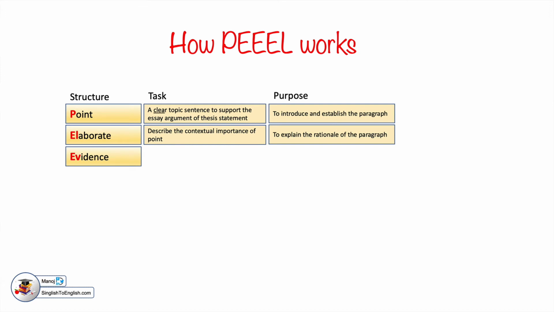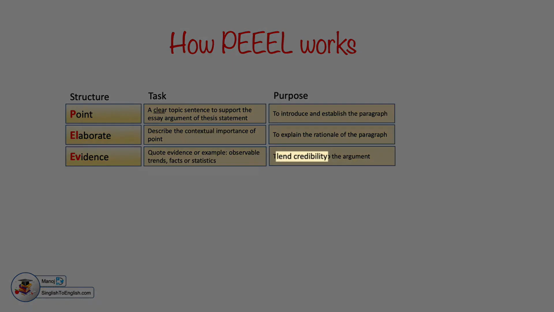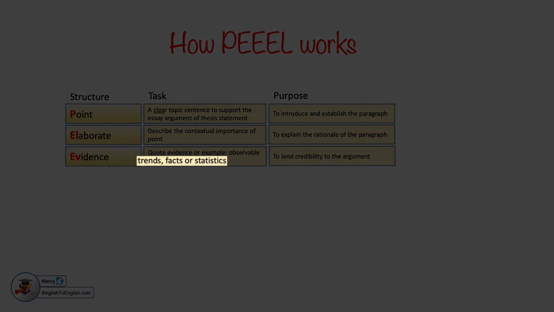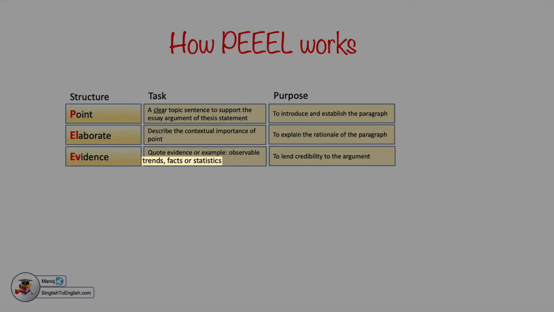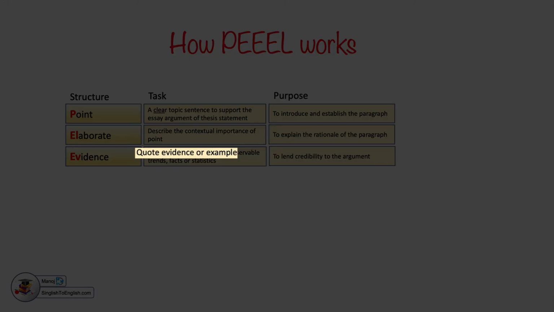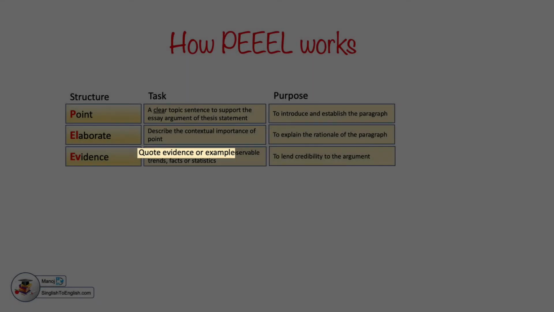E is for evidence. Example. Here, quote a piece of evidence or an example to help reaffirm the initial point and lend credibility to the argument. Examples can be observable trends, facts or statistics. Having valid sources is essential. I cannot emphasize enough how important it is to provide evidence to give weightage to our arguments.